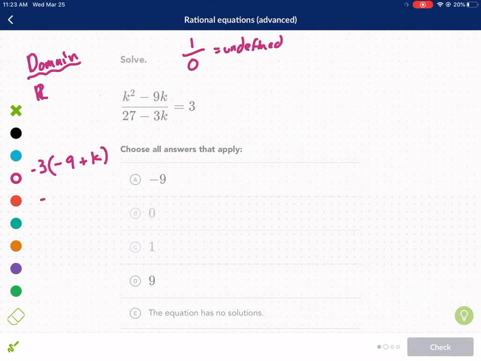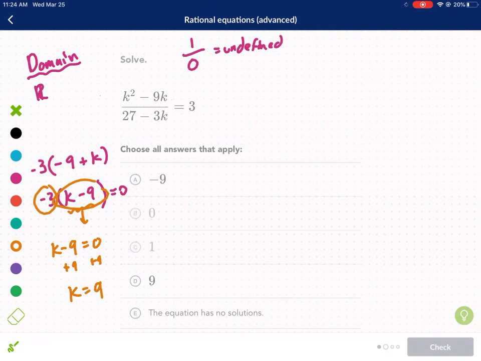Now I'm going to rearrange it so it looks like it normally does. So we have negative 3 times k minus 9. And now we set that equal to 0 to see what is excluded from our domain. It's fairly simple. There's obviously nothing that will make this negative 3 go to 0, so we just need to look inside the parentheses and what will make that equal to 0. So k minus 9 equals 0. Add 9 to both sides, and you get k equals 9.